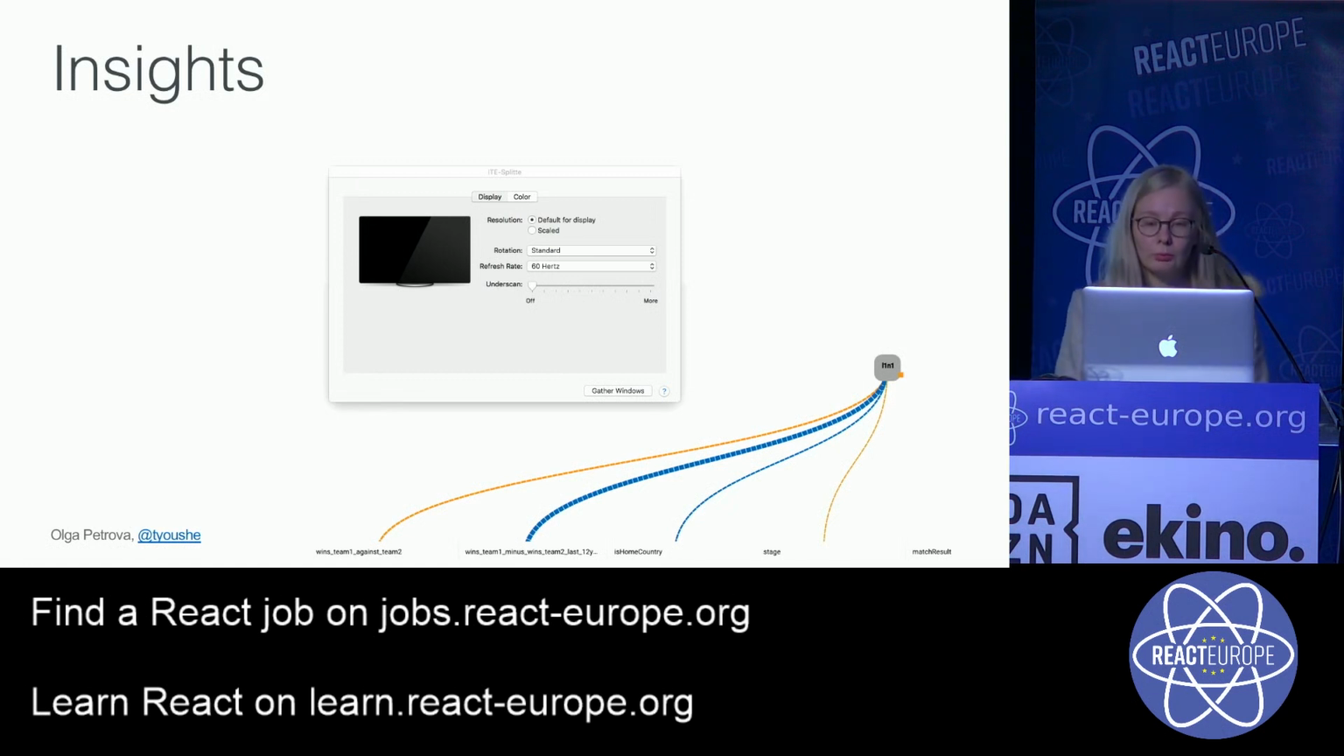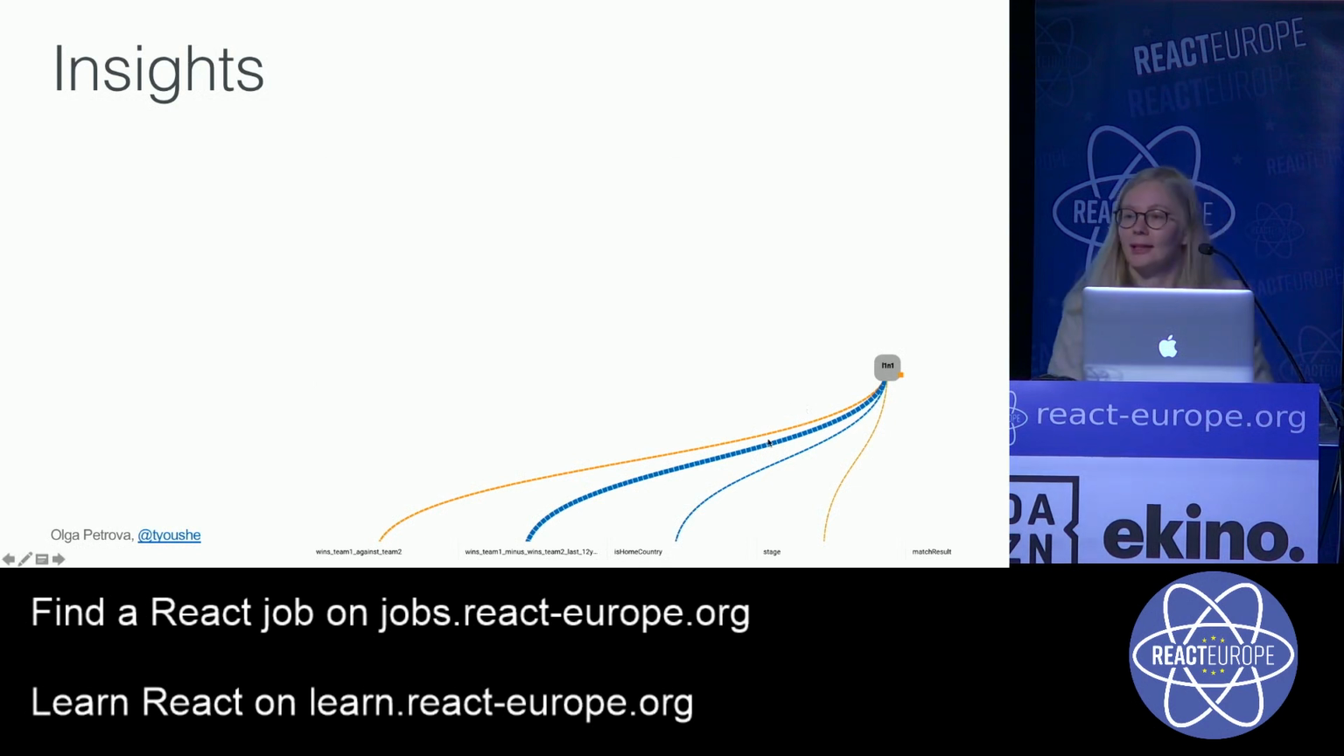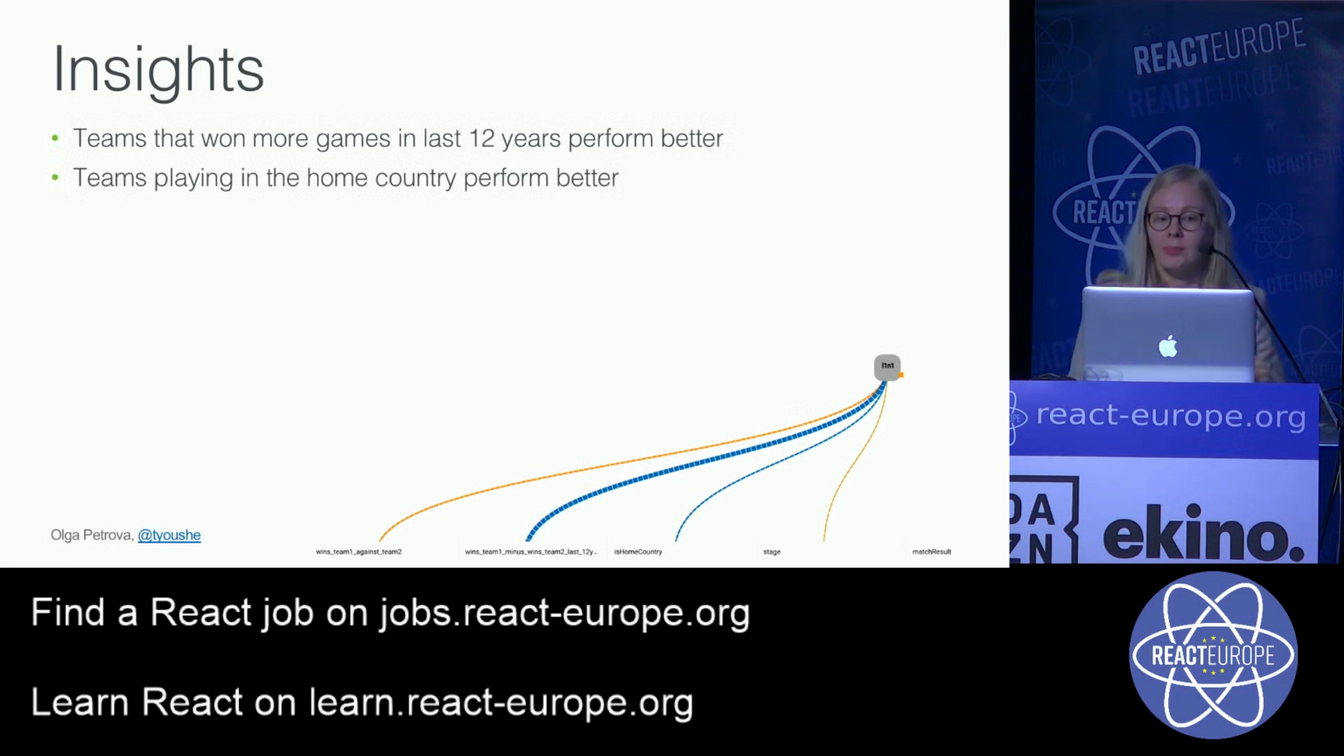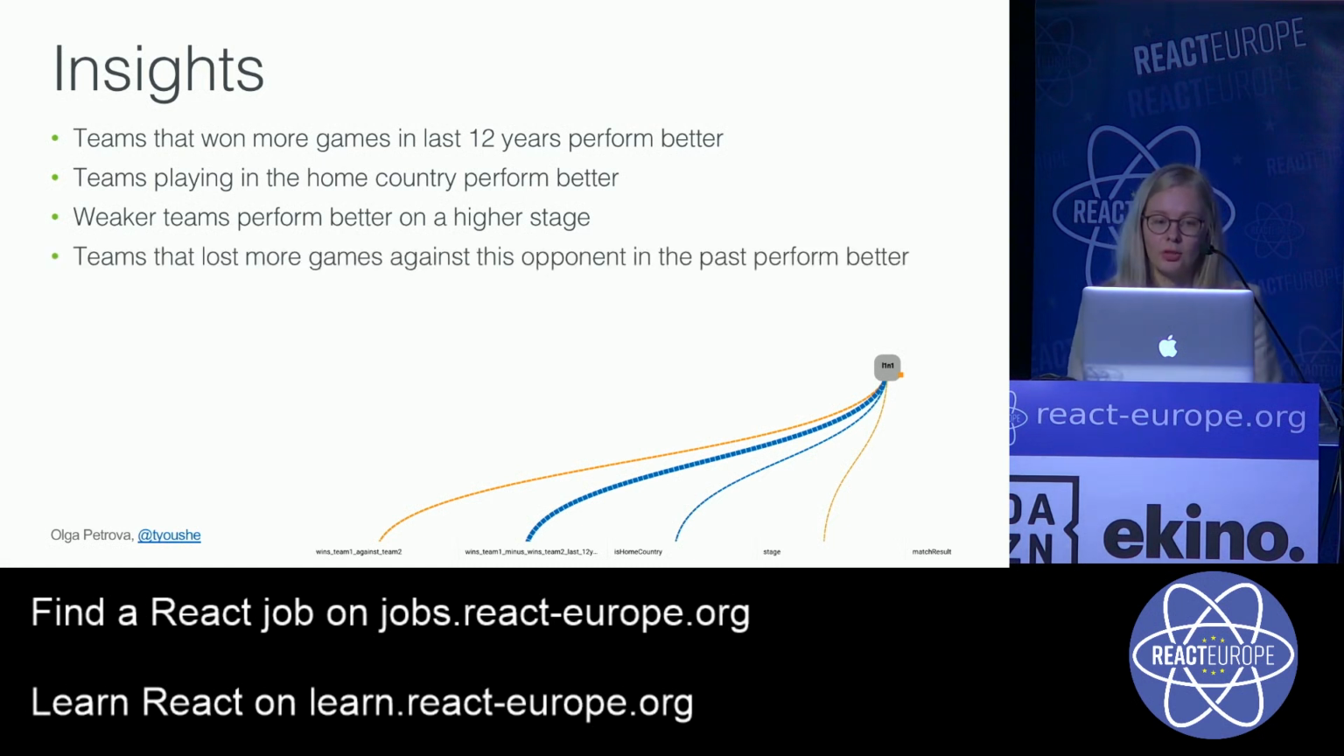These two blue lines mean obvious insights. Teams that won more games in the last 12 years perform better, and teams playing in their home country perform better. The right orange line tells a not so obvious result: weaker teams perform better at a higher stage. And the left orange line tells an insight that was a surprise for me: teams that lost more games against this competitor in the past perform better.